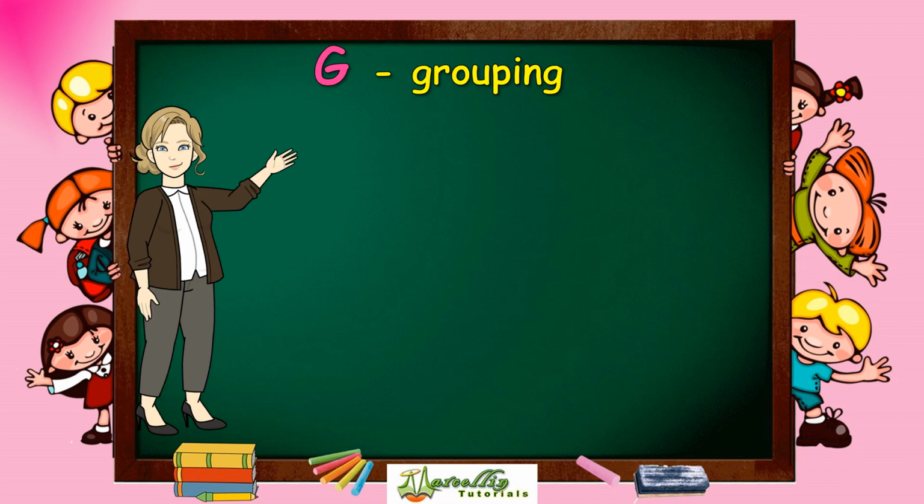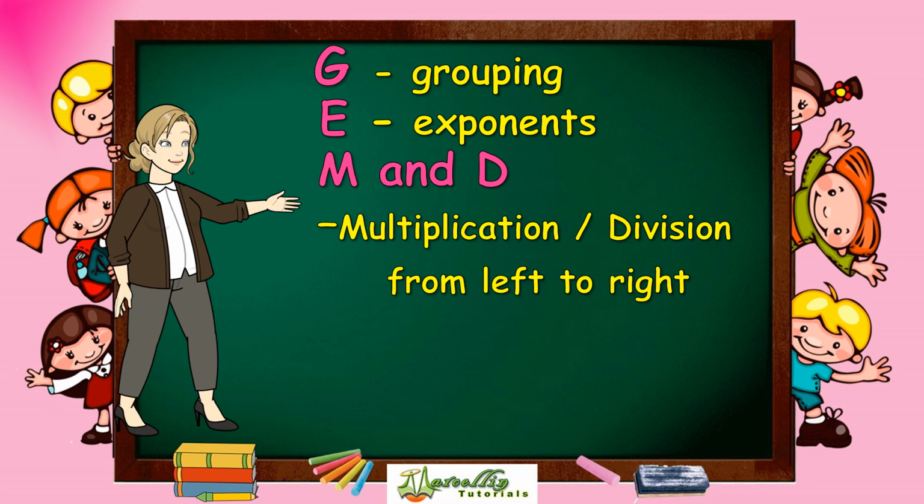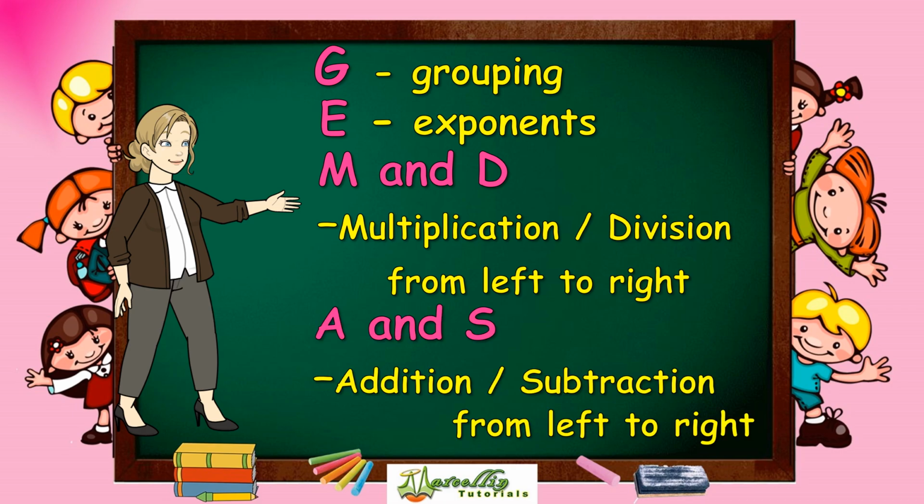The G stands for grouping in our equation. E refers to exponents, M for multiplication, and D for division. Please note that when you have both multiplication and division in your equation, you need to solve from left to right. Next, A and S is for addition and subtraction. If you have both, you need also to solve from left to right.